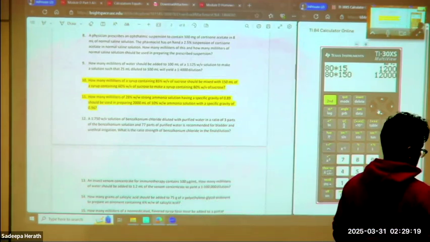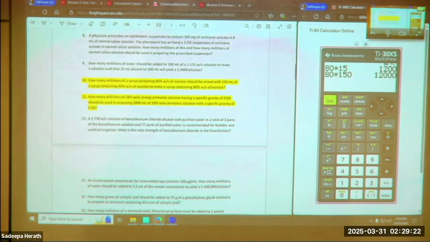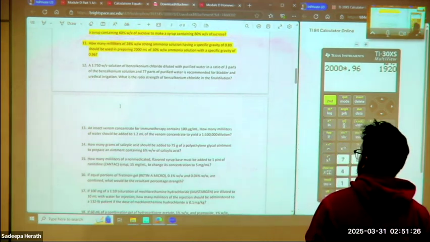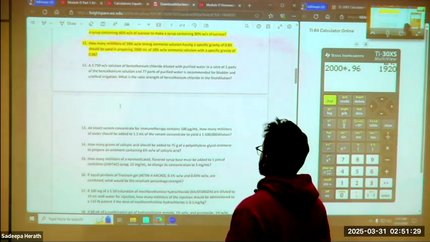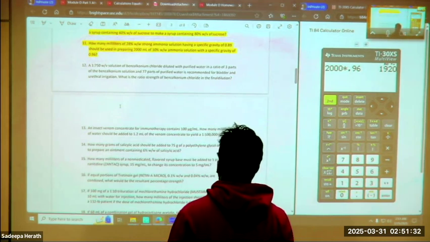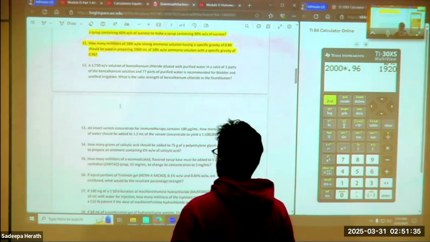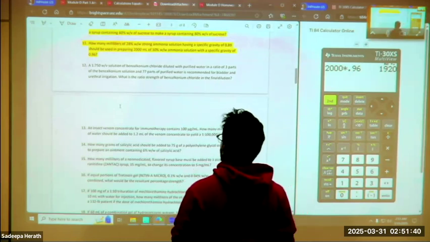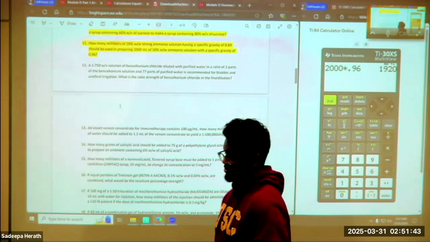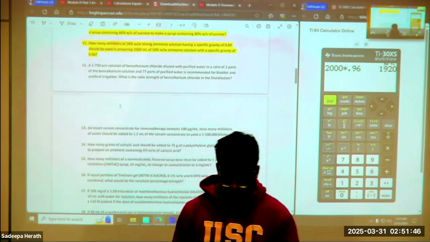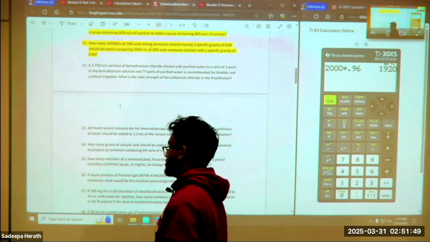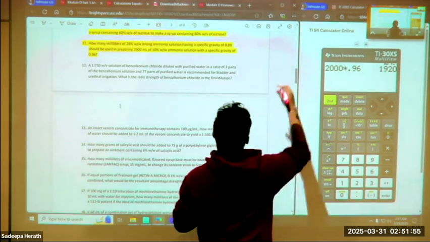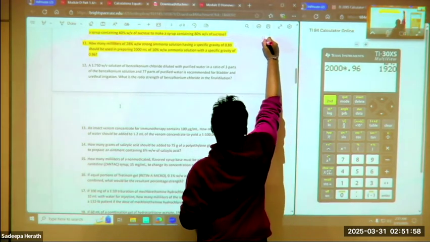Okay, number 11. How many milliliters of 28% weight-to-weight strong ammonia solution having a specific gravity of 0.89 should be used in preparing 2,000 mLs of a 10% weight-to-weight ammonia solution with a specific gravity of 0.96? So a lot of previous concepts in this question, but we can handle it. Let's just start out with our pyramid.